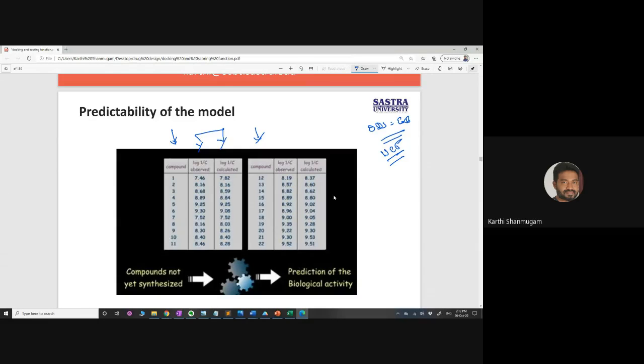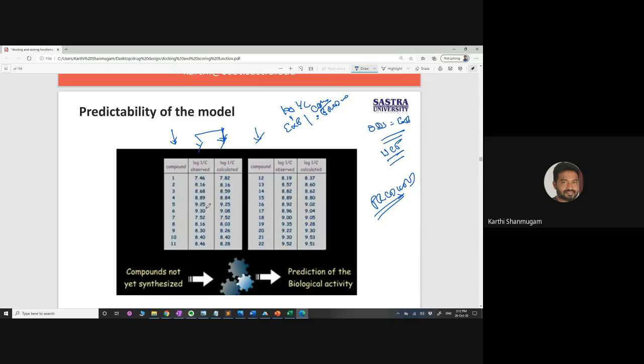Next is the calculated value. The values given in the third column are the predicted values. Again I repeat, you should not get confused. Both the values are log 1 by C, the biological activity. The values in the second column are the experimental values, given as observed value, and the values in the last column, the third column, are the calculated values, which means predicted values. Observed is equal to experimental, calculated is equal to predicted.